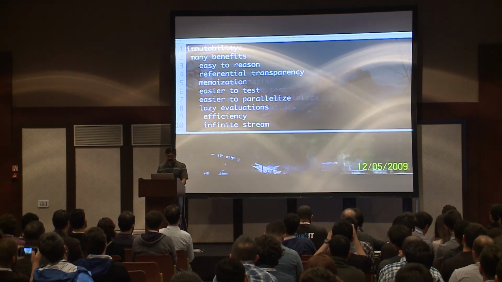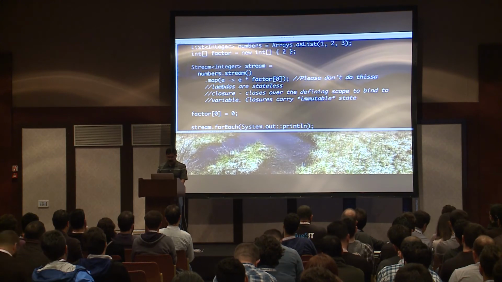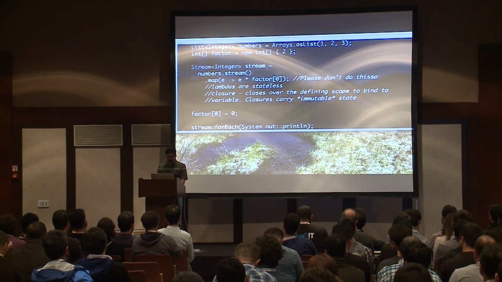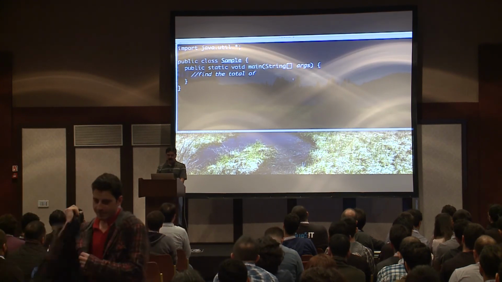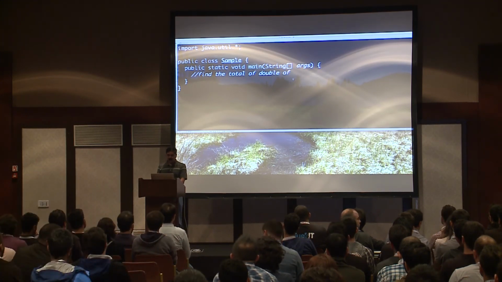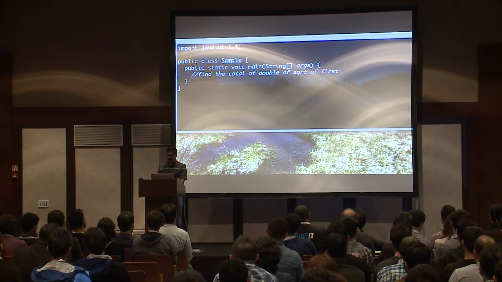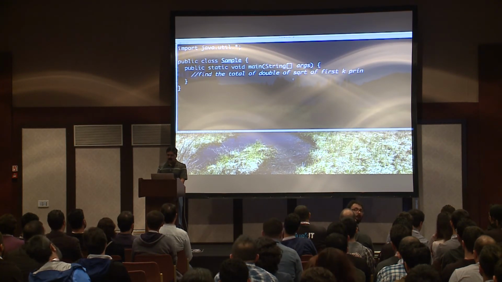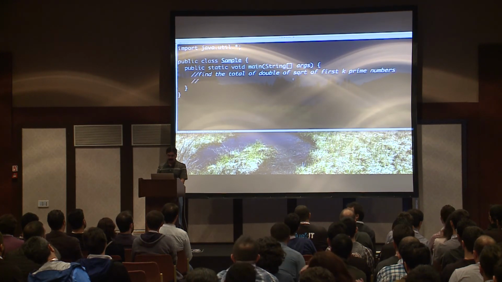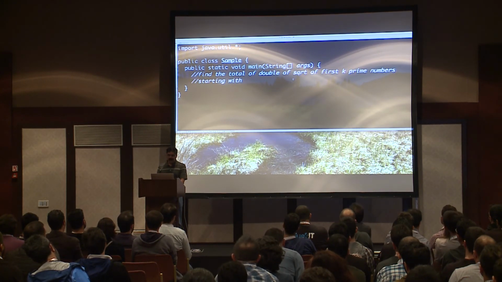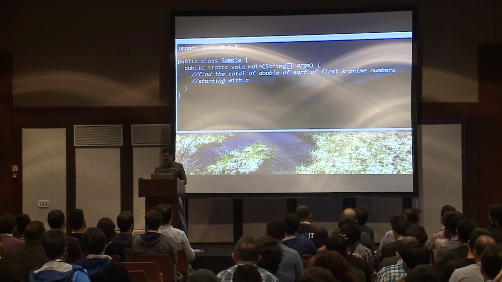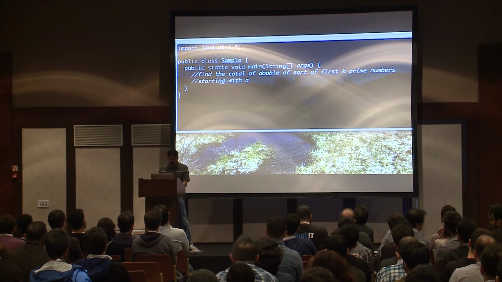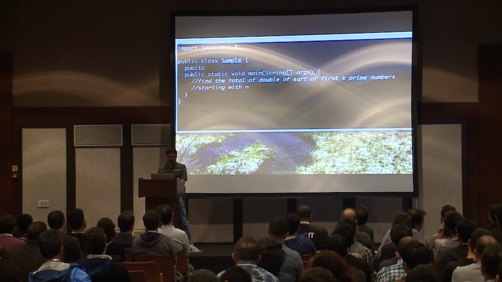Let's say for a minute, I'm interested in finding the total of double the square root of the first k prime numbers, starting with n. Whatever that n is, we don't know what that n is. So, the total of double the square root of k prime numbers starting with n. How do I know if a number is prime? Let's go ahead and write this.